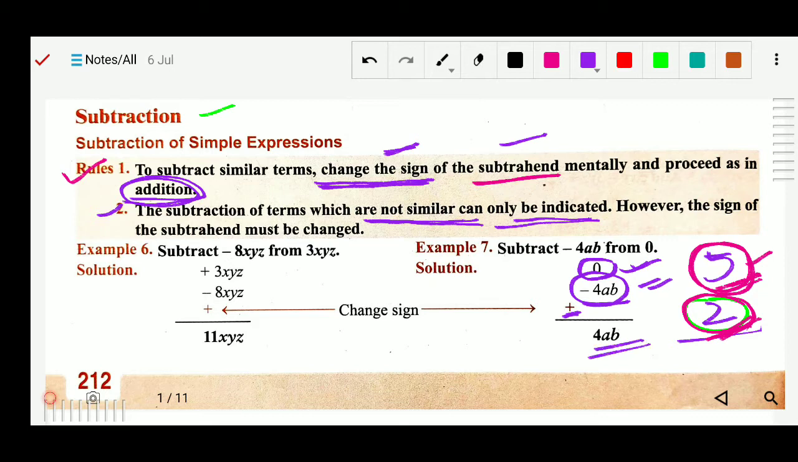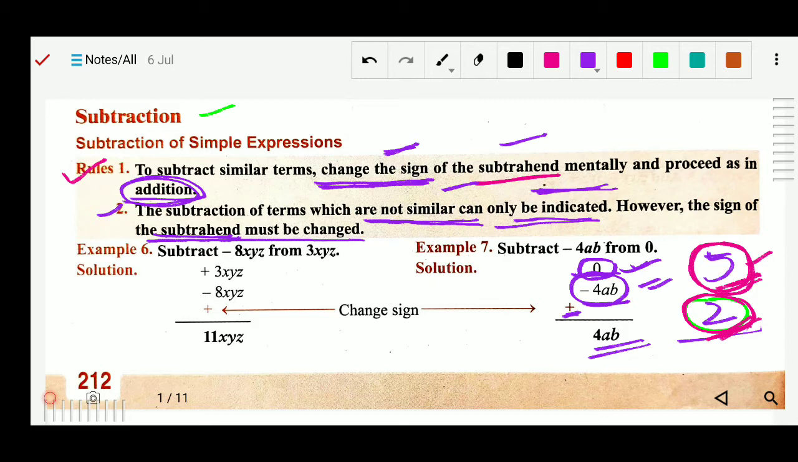So when terms are not similar, we will not do any operation, but we will change the sign of the subtrahend. Only the subtrahend part. If it is in the minuend part, we will not change it. We only change the sign of the subtrahend part. Got it? You must remember these two rules.